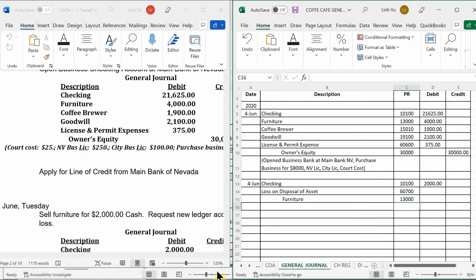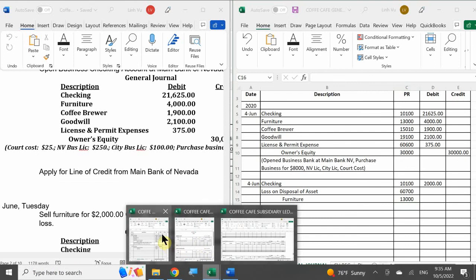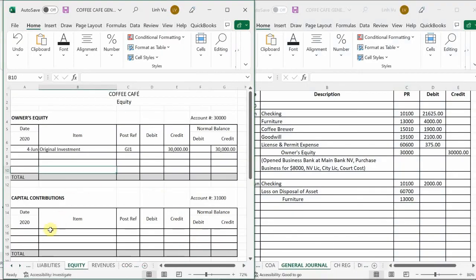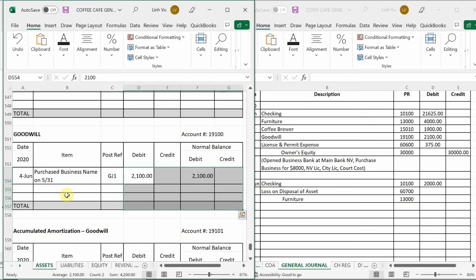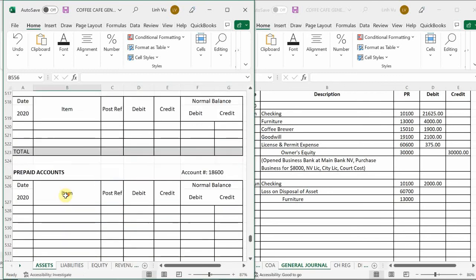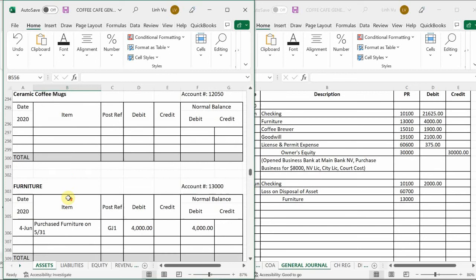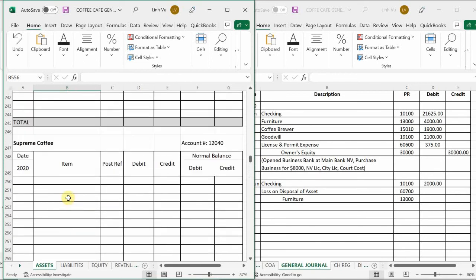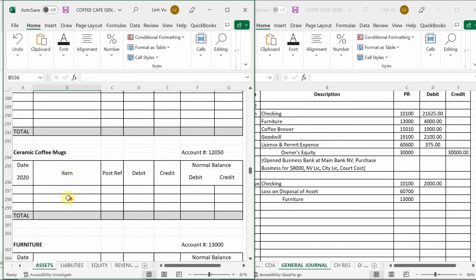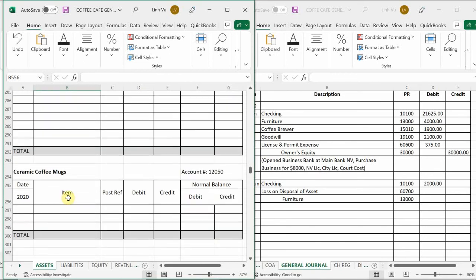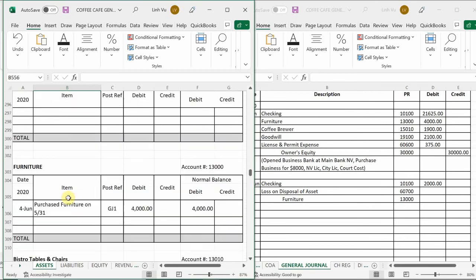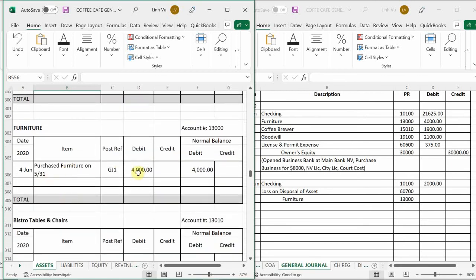Even though, yes, I can take a look at my journal right above, because it tells me that I already purchased the furniture for $4,000, I want to double verify this in my ledger so I can see how much my furniture was actually worth. Okay? So here's my furniture right here. How much did I originally buy it for? 4,000. You bought it for $4,000.